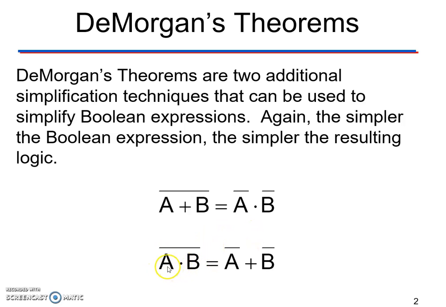Same thing happens at the bottom. If I have an A and B that's been inverted, then I draw a line down it. It becomes not A or not B. So again, split the line, change the sign.